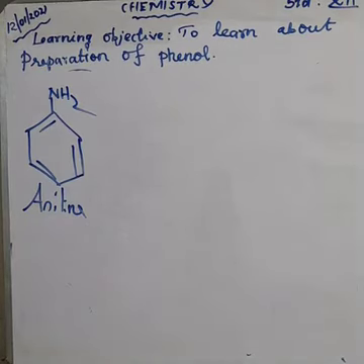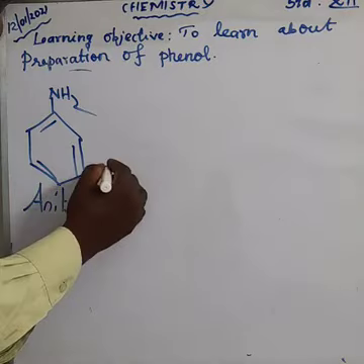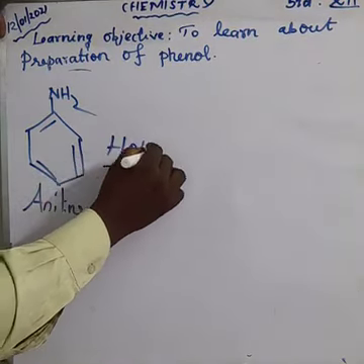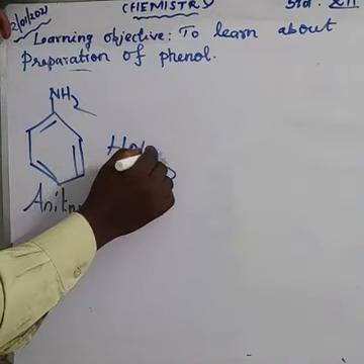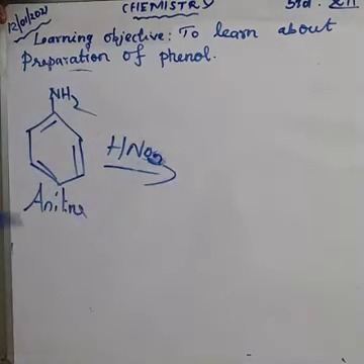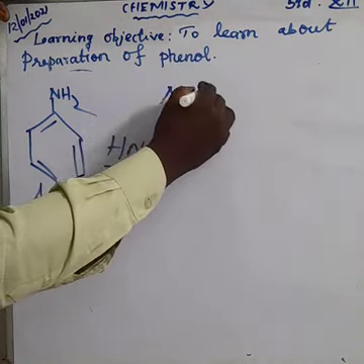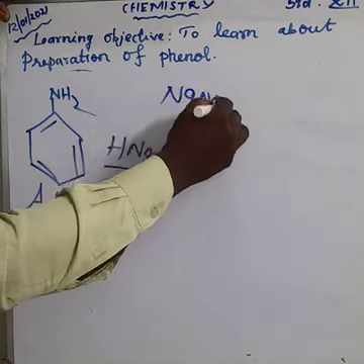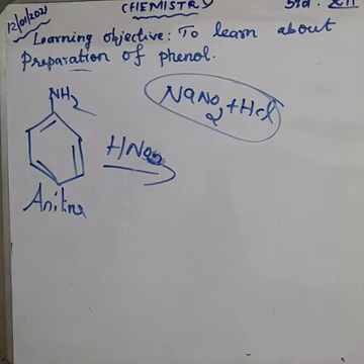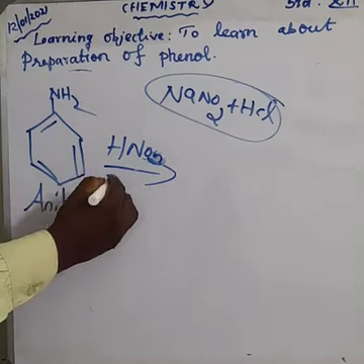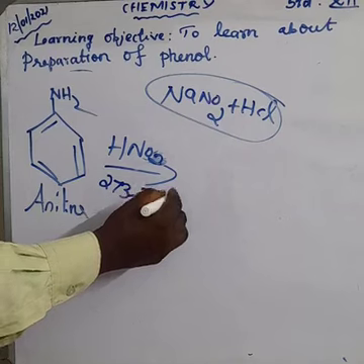Aniline reacts with nitrous acid. The formula for nitrous acid is HNO2, not HNO3. This nitrous acid can be prepared by the reaction between sodium nitrite and hydrochloric acid, NaNO2 plus HCl. We get nitrous acid, at a temperature of about 273 to 278 Kelvin.